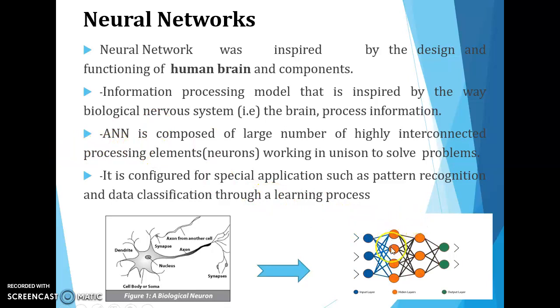This is a large collection of highly interconnected neurons. Each circle is a neuron, and these links are the highly interconnected links. Now we have three layers: input layer, hidden layer, and output layer. The hidden layer contains two layers, layer 1 and layer 2. It is configured for special applications such as pattern recognition and data classification through the learning process.